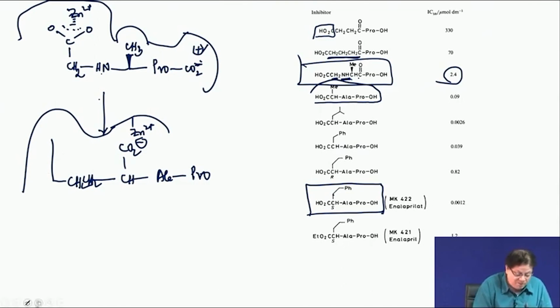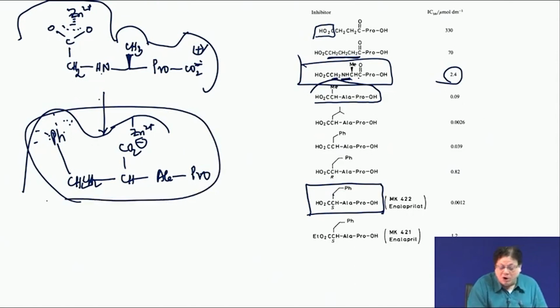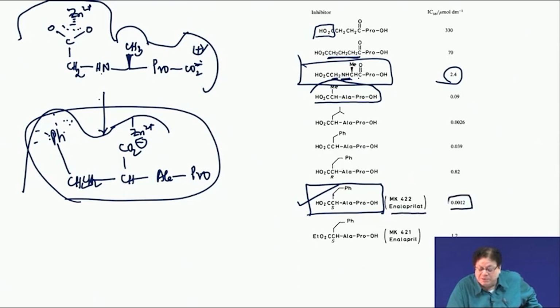So, I should write this way. Now there is a Ph here. They must have actually monitored it. This is a structure activity study. First they attach direct Ph, then they attach CH2 Ph, then they attach CH2CH2 Ph, and then found that this is the compound which has got, this is the same compound. This is what is called enalaprilat, which has got an IC50 value of 0.0012. Okay. So, this ultimately became the drug.